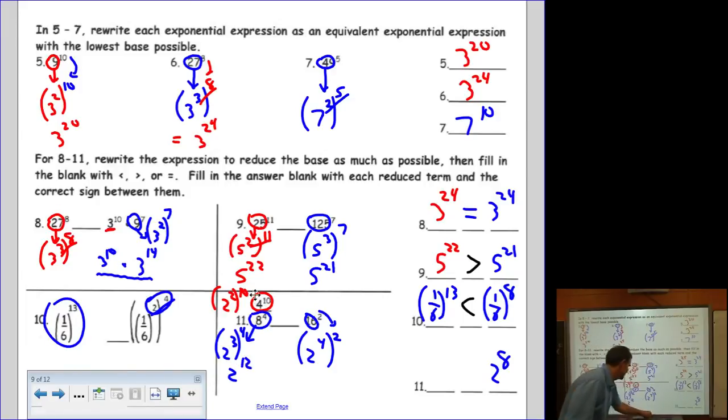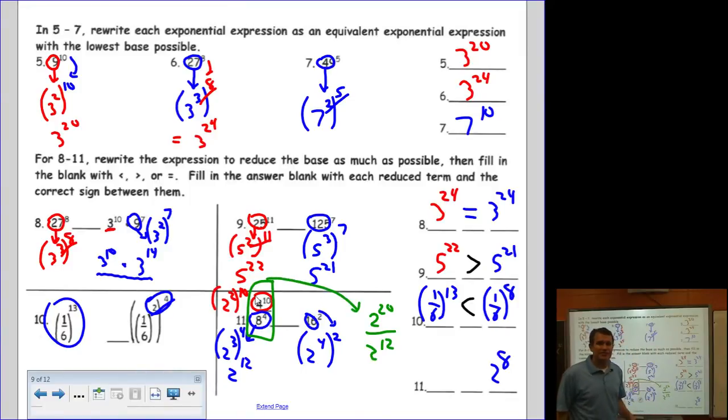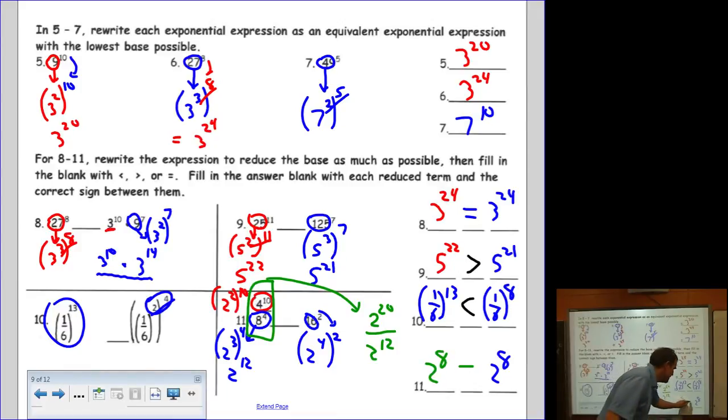So this fraction over here is actually 2 to the 20th over 2 to the 12th. Well, now that those have the same base, you can reduce that. When you're dividing terms, you cross them out, or you subtract them. If I have 20 on top and 12 on the bottom, and I subtract, I'm going to have 8 left over on top. That's going to be 2 to the 8th, making these two amounts equal.